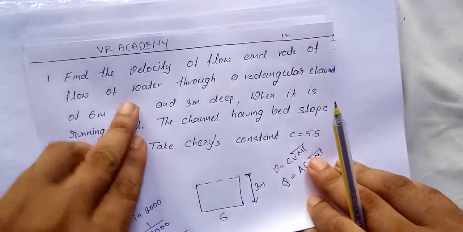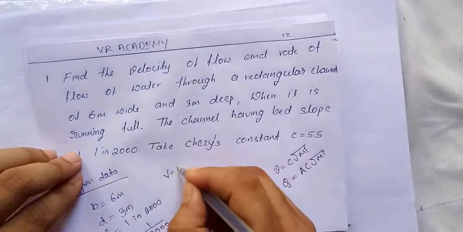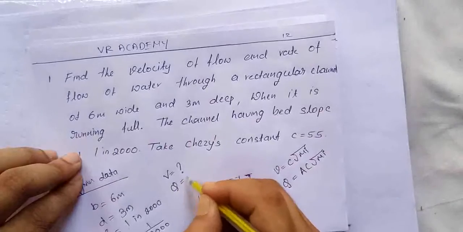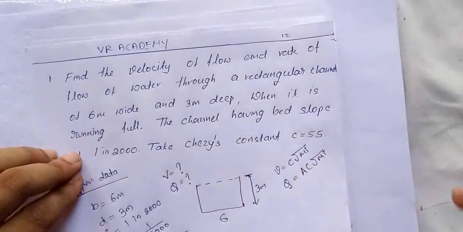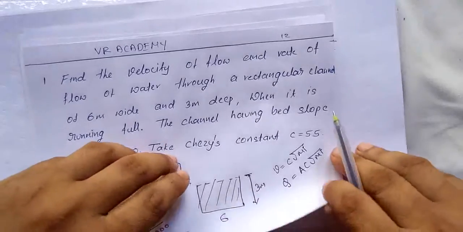We have to find out the velocity of flow and the rate of flow through a rectangular channel. This is the cross section of the rectangular channel. Next, the solution.